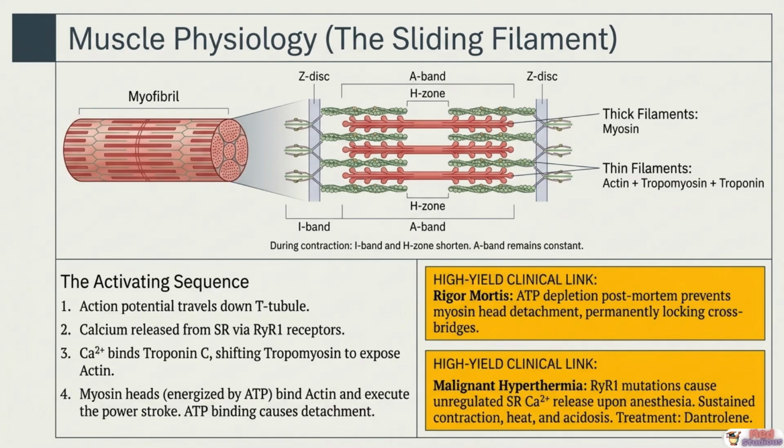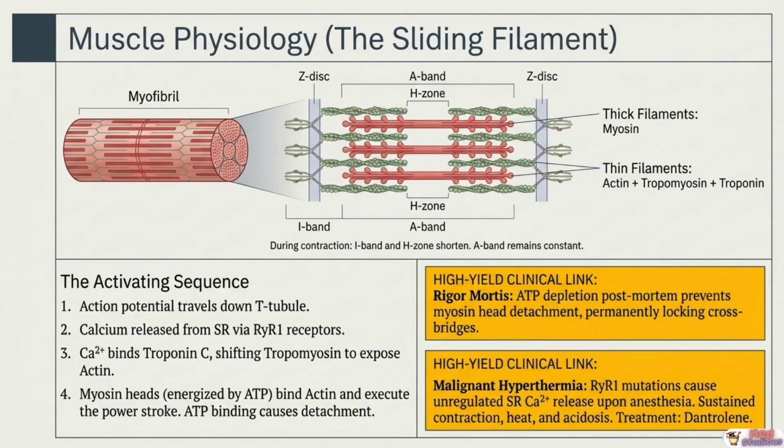completely constant. This activating sequence begins when an action potential travels down the T-tubule network, triggering a massive calcium release from the sarcoplasmic reticulum via RYR1 receptors. This released calcium binds to troponin C, causing a conformational shift in tropomyosin that exposes the hidden binding sites on the actin filament. Myosin heads, energized by ATP hydrolysis, bind actin and execute the power stroke.